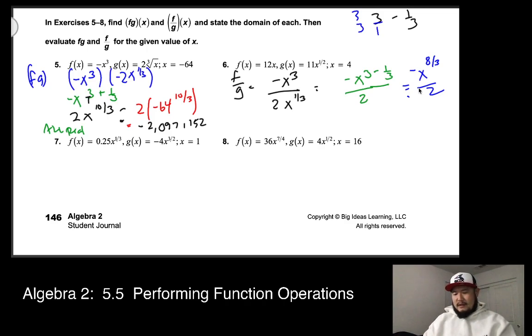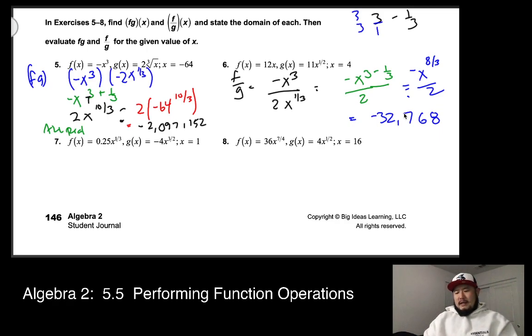Now that we simplified this, let's go ahead and plug in 4 into your equation. Now let's see what you get. When you plug in 4 for x, or sorry, I'm looking at the wrong problem. When you plug in negative 64 for x right here, looks like you should end up with negative 32,768. All right, and there you have it.